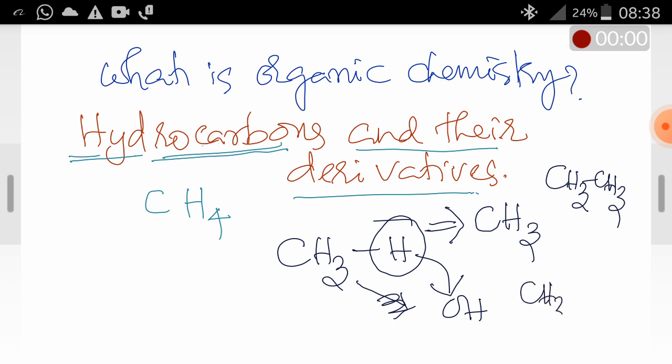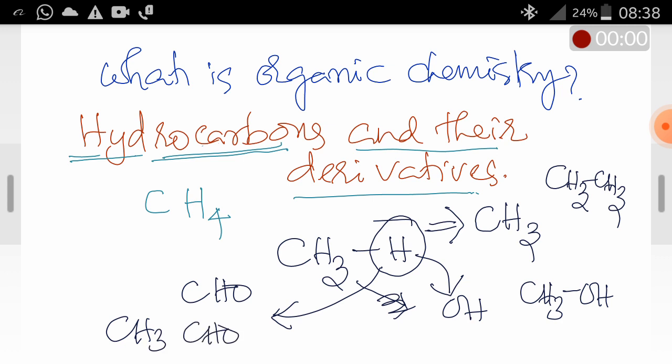So you get CH3OH, which we call methanol. And you can replace this hydrogen with CHO. Then it is CH3CHO, an aldehyde. You can replace it with CN. Then it will be CH3CN. We call it methane nitrile or methyl cyanide. So that's how all other organic compounds are derived.